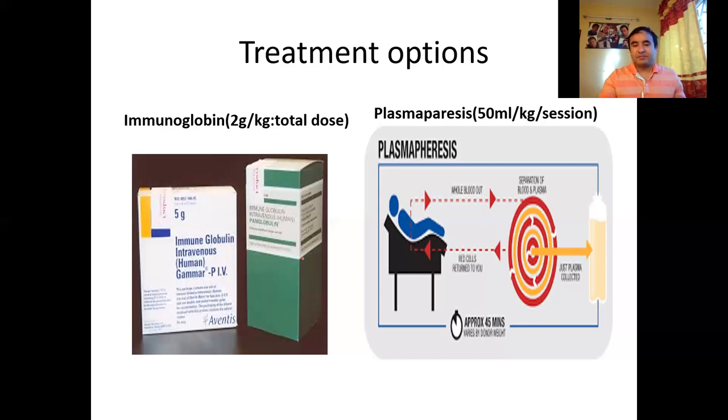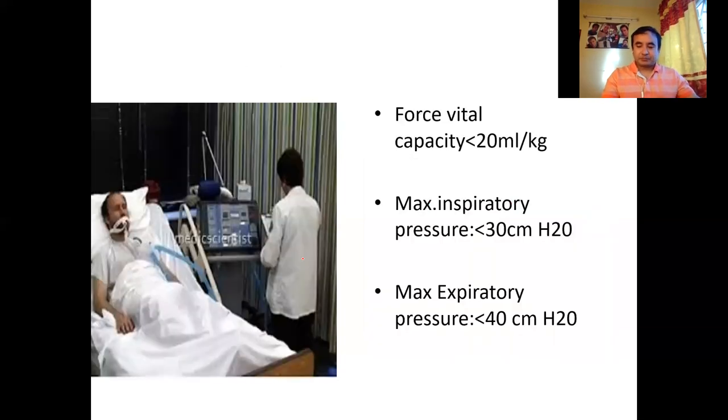Most of the time we use immunoglobulin here at B.P. Koirala. But despite our therapy, your patient can get sick, and we need to intubate them and give respiratory support. For that, we have to monitor their forced vital capacity by pocket-held spirometry. If it is less than 20 ml per kg, or the inspiratory pressure is less than 30 cm and the expiratory pressure less than 40 cm of water, then we need to intubate them and give respiratory support.